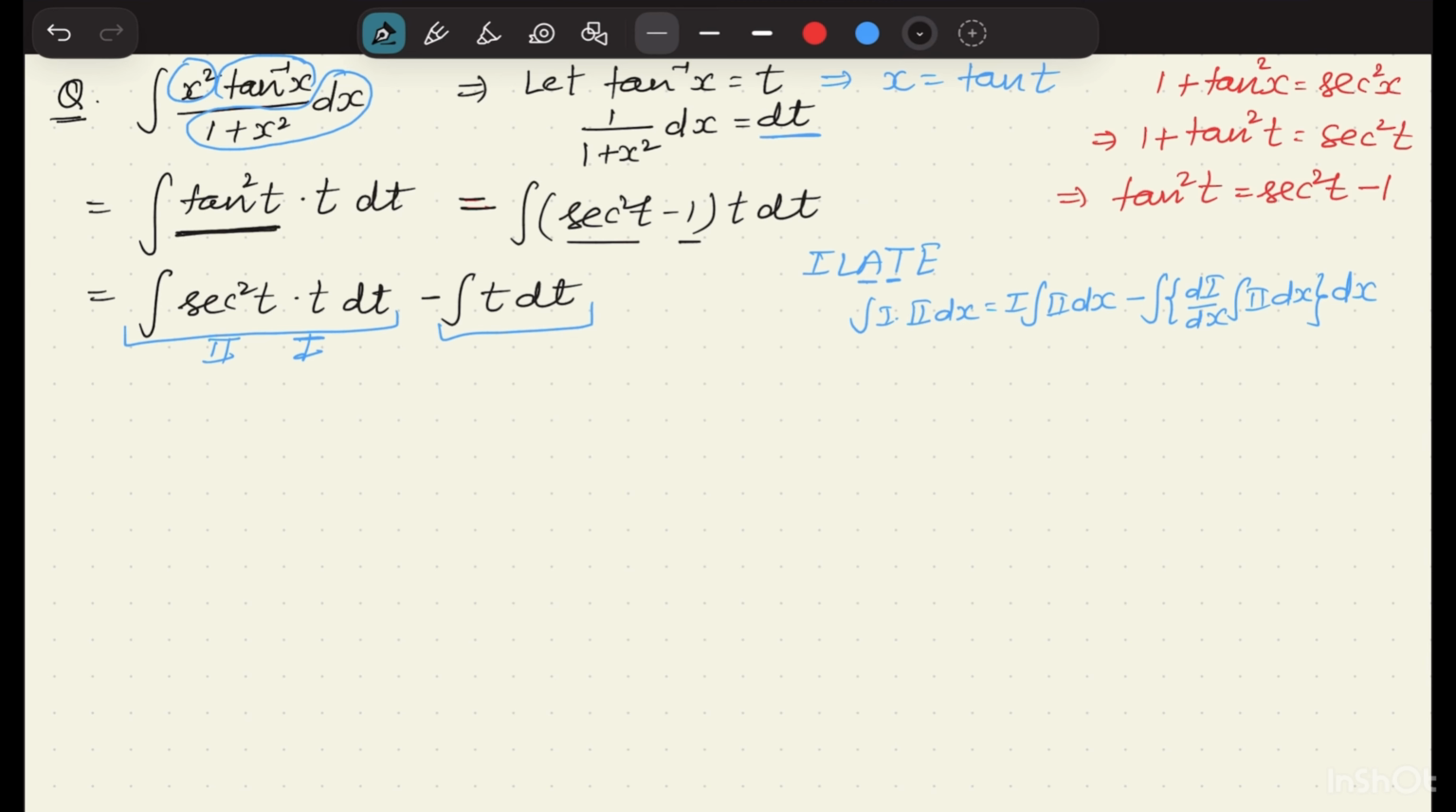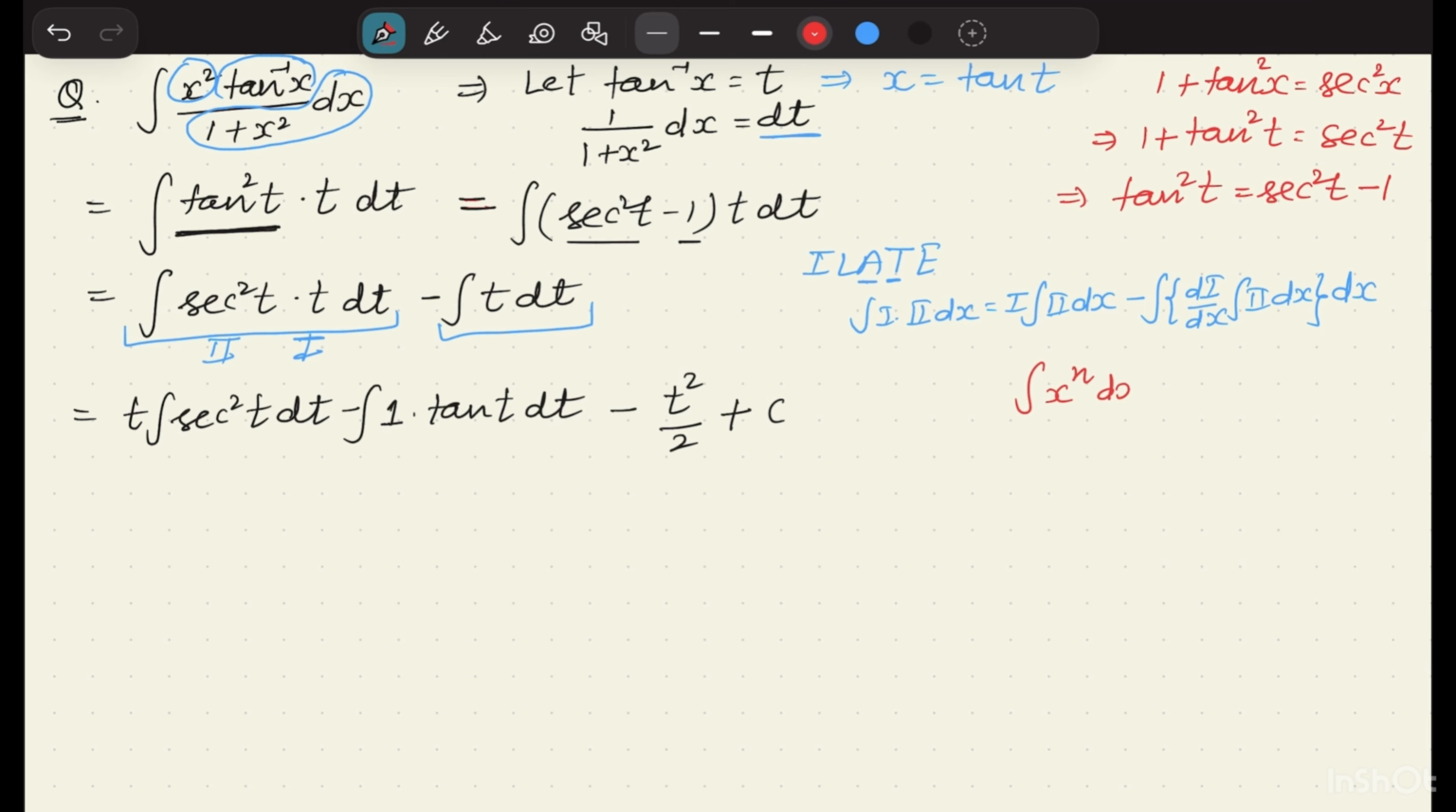Now we apply this formula here, so we get t sec square t dt minus differentiation of t is 1 and integration of sec square t is tan t, as we have done in the previous question, into dt, minus integration of t dt is t square upon 2 plus c. Here we have applied the formula, integration of x to the power n dx is equal to x to the power n plus 1 upon n plus 1 plus c.